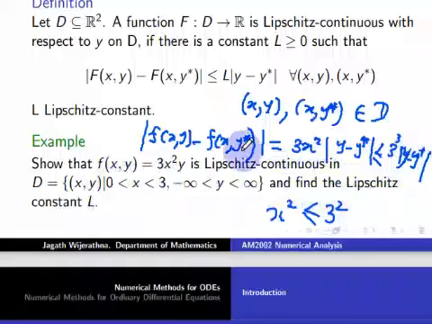So we showed that modulus of f of x, y minus f of x, y star is less than or equal to this constant times modulus of y minus y star. So this one is the Lipschitz constant, big L. It is Lipschitz continuous with 3 to the 3, right? So this function is Lipschitz continuous in this domain, and the Lipschitz constant is 27, right?